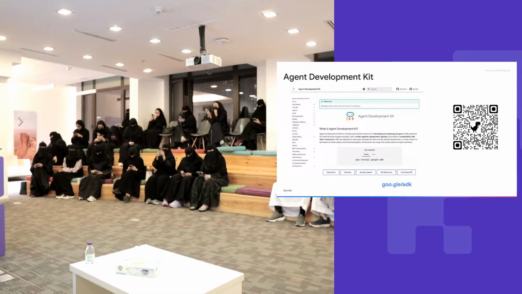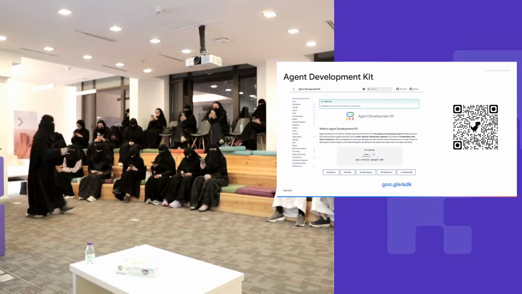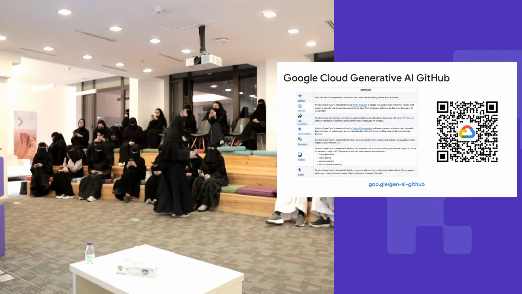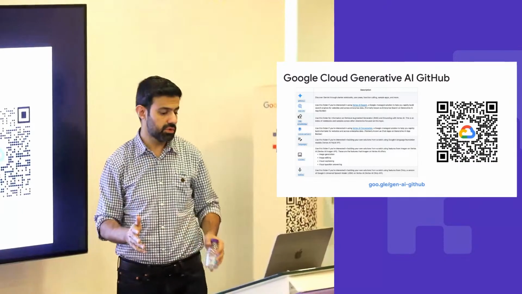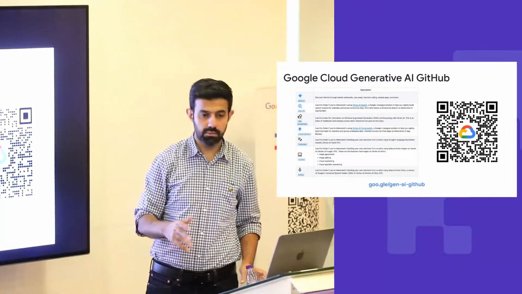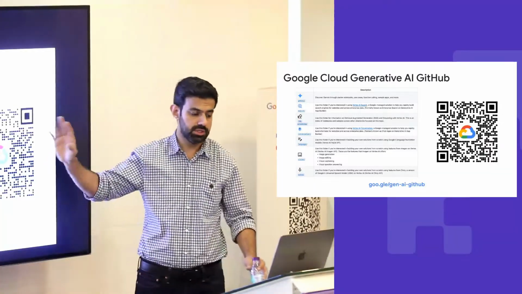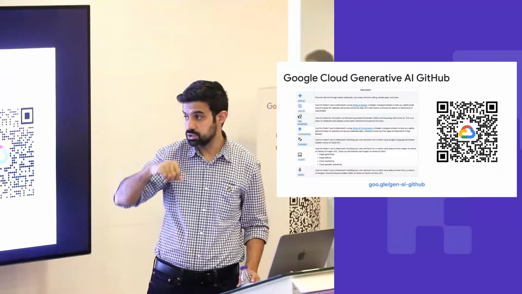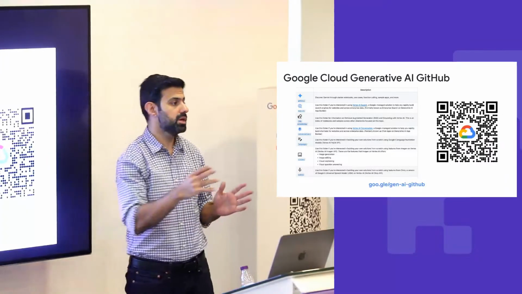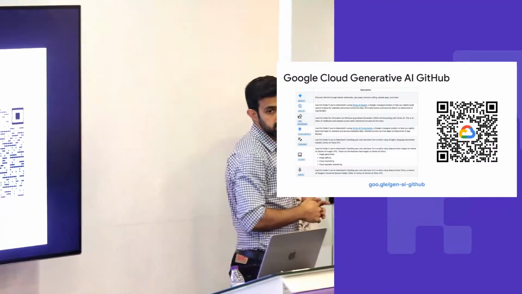Or there is another one, which is the Google Cloud Gen AI GitHub. If you go here, you'll find a lot of ideas for agents, a lot of starting points for you as well. It goes from very beginner to an extremely complex level as well. So keep looking at this as new things keep coming in. They will be in AI Studio and they will be in this GitHub as well.